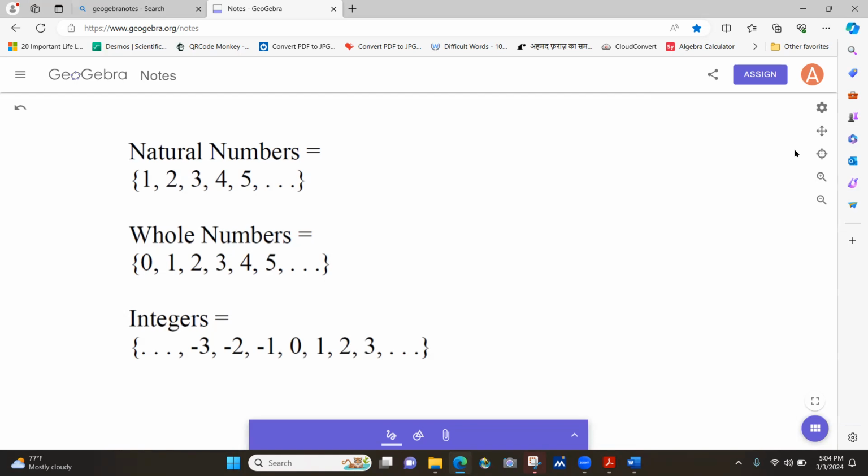What are integers? Integers are 0, plus minus 1, plus minus 2, plus minus 3. It goes on and on. So you have to understand these sets. Natural numbers are 1, 2, 3, 4, 5, 6, goes on and on. Whole numbers 0, 1, 2, 3, 4, 5, 6, goes on and on. Integers 0, plus minus 1, plus minus 2, plus minus 3, goes on and on and on.